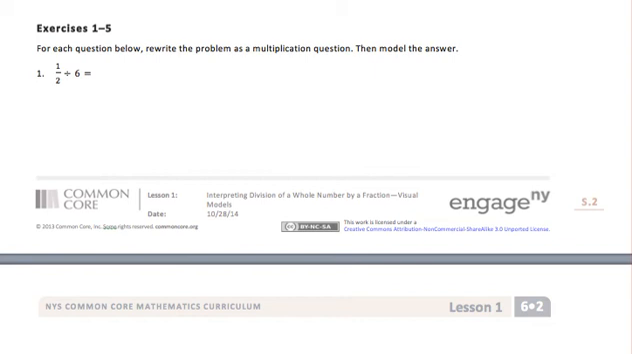The first question, 1/2 divided by 6, can be rewritten as a multiplication question by taking the 6 and turning it into its reciprocal. If we divide a whole into 6 pieces, we're actually creating 1/6. Each piece in that division would be 1/6.